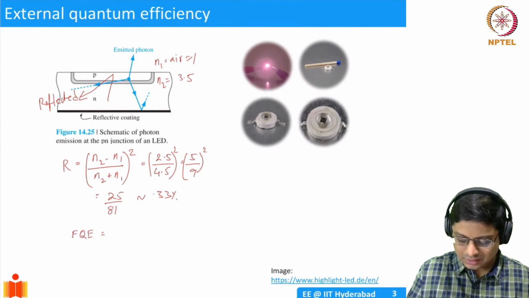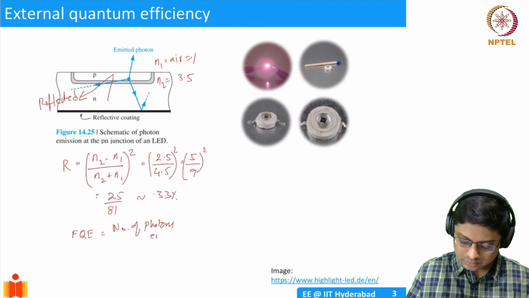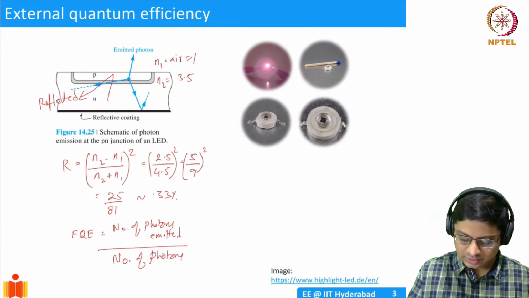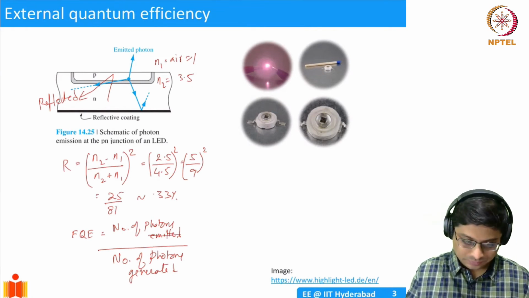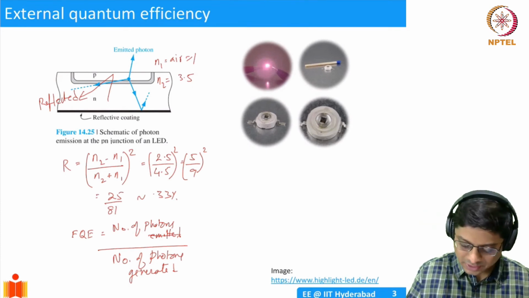emitted divided by number of photons generated. Maybe I should not call it emitted because that might be confusing. Number of photons reaching outside, escaping the semiconductor.